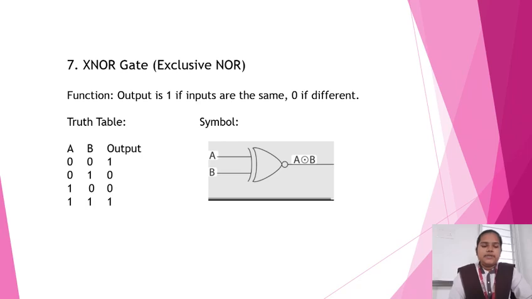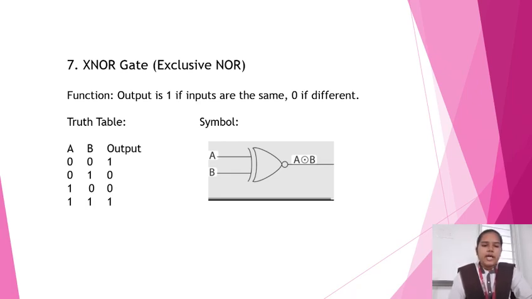And the seventh one, XNOR gate. It is also called exclusive NOR gate. The function of the XNOR gate is: output is 1 if inputs are the same, 0 if different. The symbol of the XNOR gate is as shown in the figure.